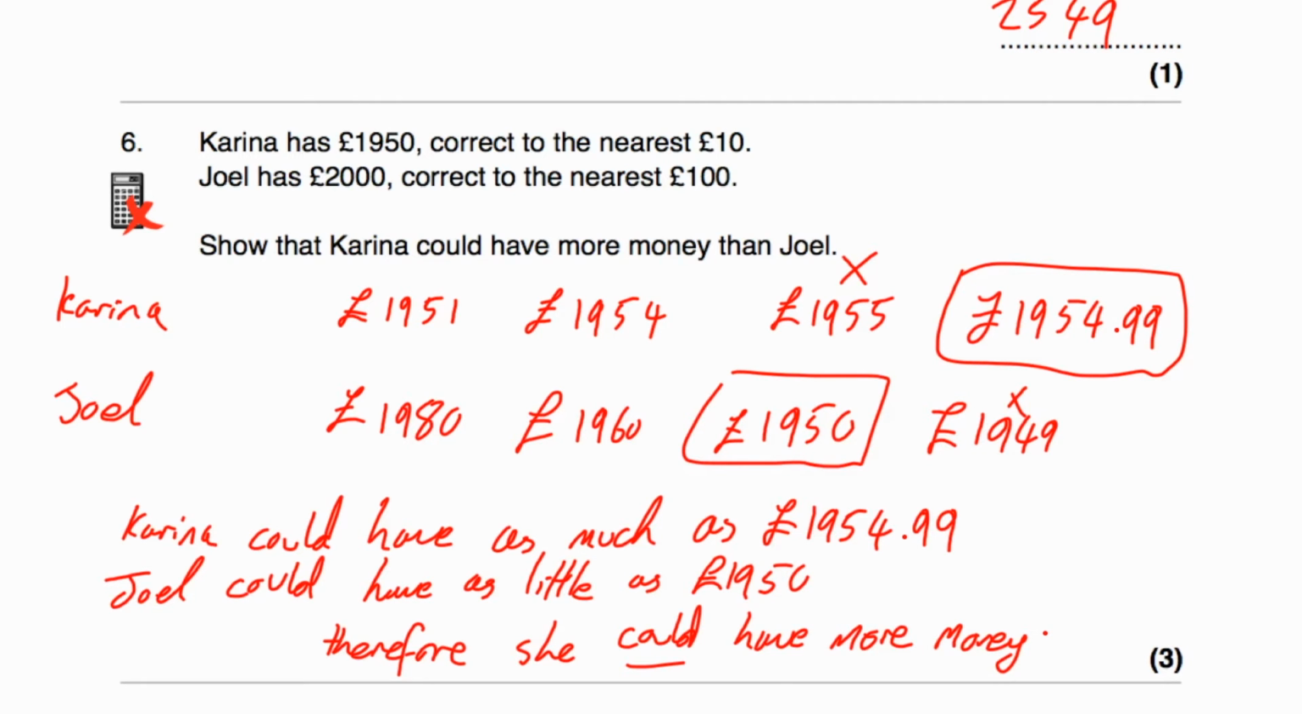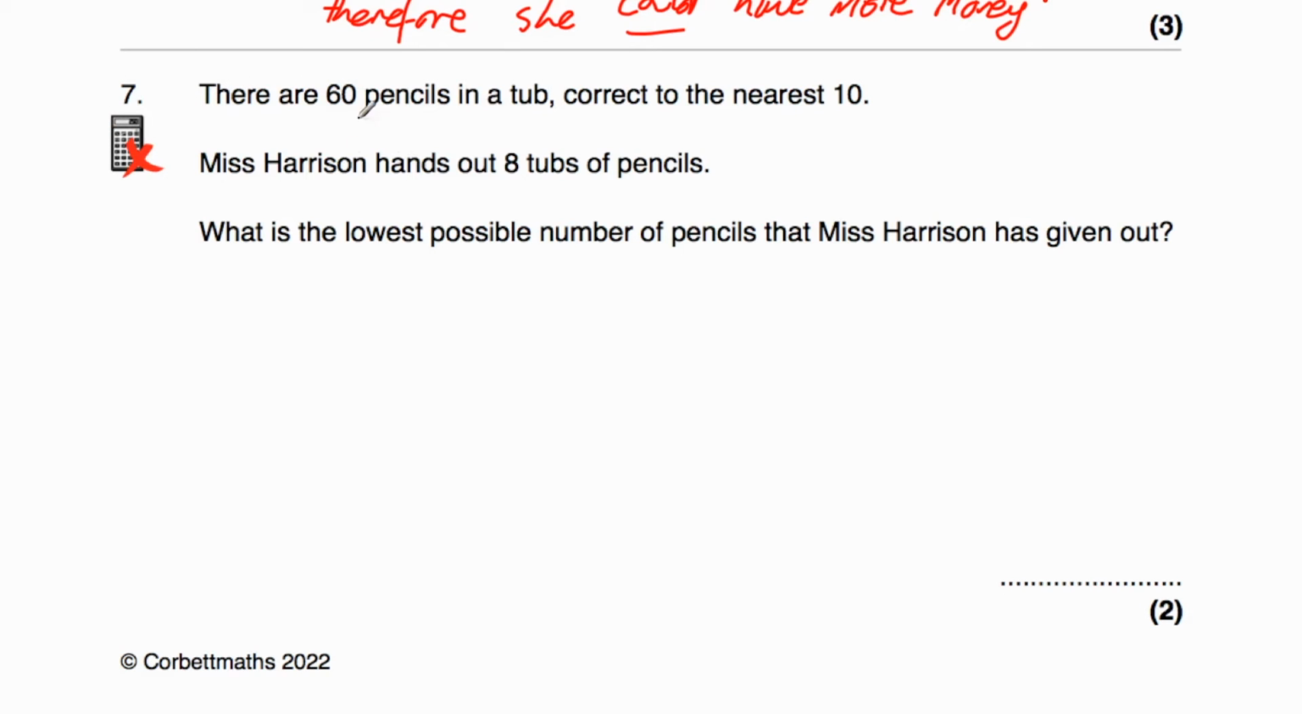Okay, our next question, question number 7. Question number 7 says, there's 60 pencils in a tub, correct to the nearest 10. So there's a certain number of pencils in a tub, and when we round it to the nearest 10, it gives us an answer of 60. So it could be 55, that would round up to 60, 56, 57, 58, 59, 60, 61, 62, 63 and 64. They're all the possible numbers of pencils that could be in the tub, because anything greater than 64 would round up to be 70 to the nearest 10, and anything below 55 would round down to 50.